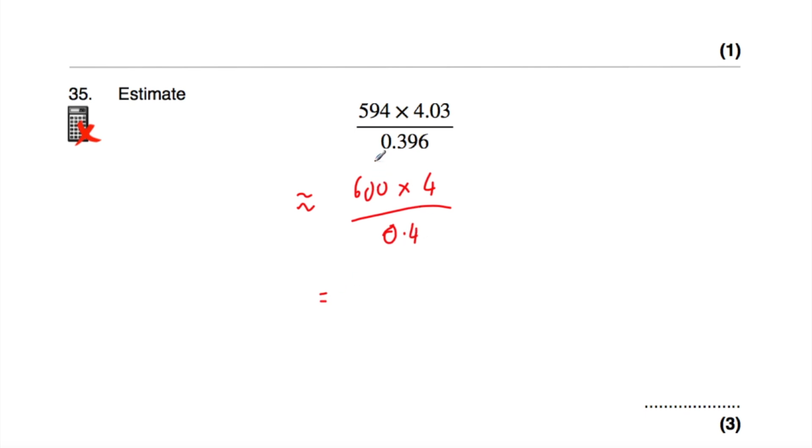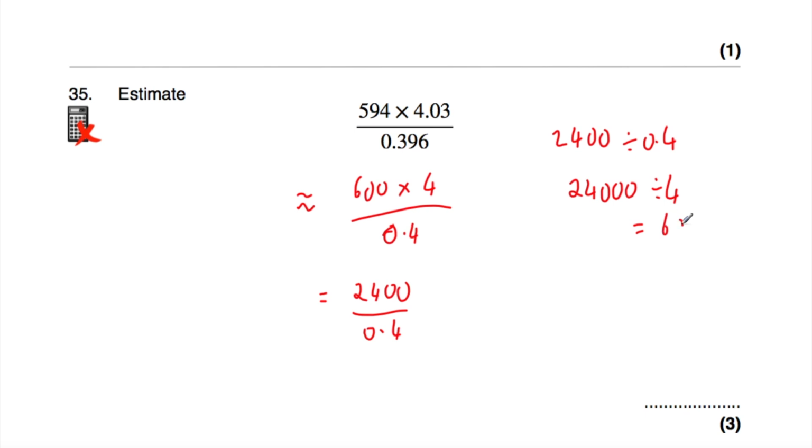So let's work out the numerator. 600 times 4. 6 times 4 is equal to 24, and then add on the 2 zeros, and then over 0.4. So we just need to work out what 2,400 divided by 0.4 is, and then that will be our estimate. So here I'm going to multiply both of those numbers by 10, so we've got 24,000 divided by 4. And to work out 24,000 divided by 4, we'll half it and half it again. Half of it is 12,000, and half again is 6,000. So the answer will be 6,000. So that's our estimate, 6,000. And that's it. Okay, so that's question number 35.